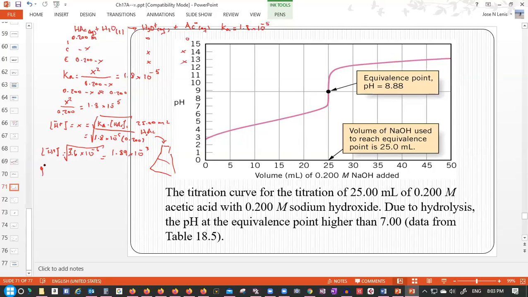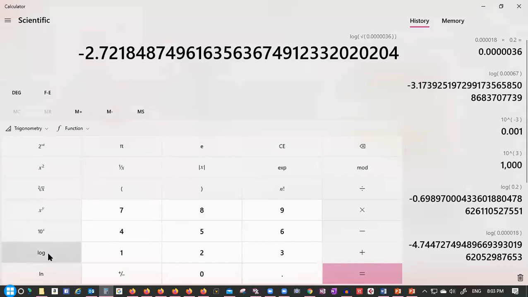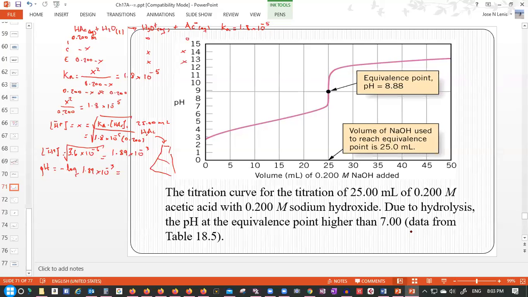So the pH will be the negative log of 1.89 times 10 to the negative 3. We go back to the calculator, we just take the log of that, and since we have the negative log, the pH will be 2.72. And that's exactly what we have here. 2.72. That's the initial pH of the solution. And you start titrating using the strong base, sodium hydroxide.